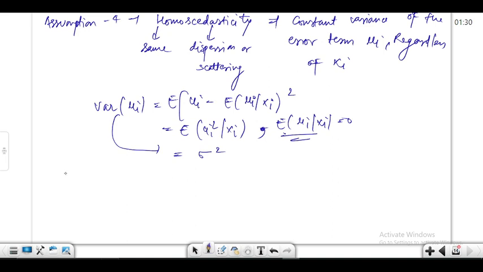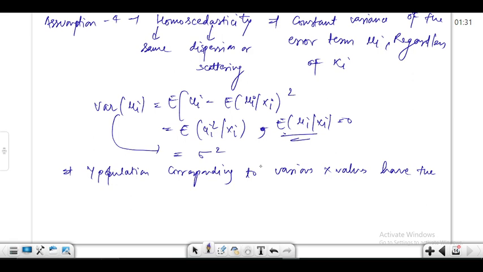So this simply implies that the y population corresponding to various x values have the same variance. So I'll try to explain this graphically.